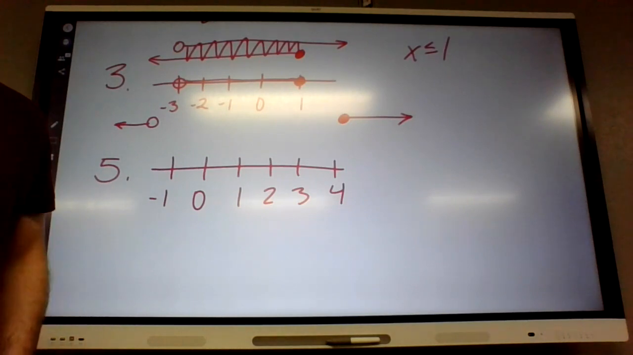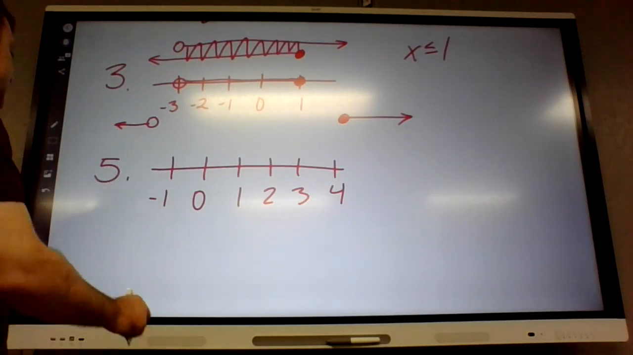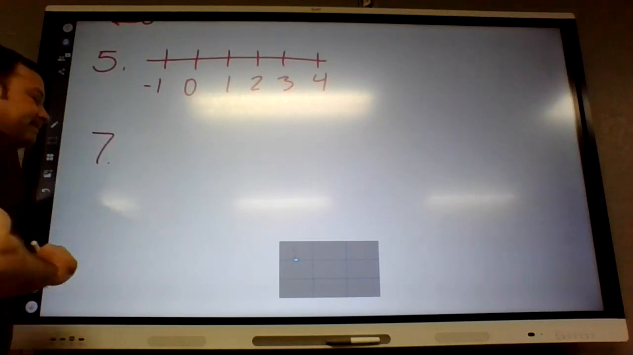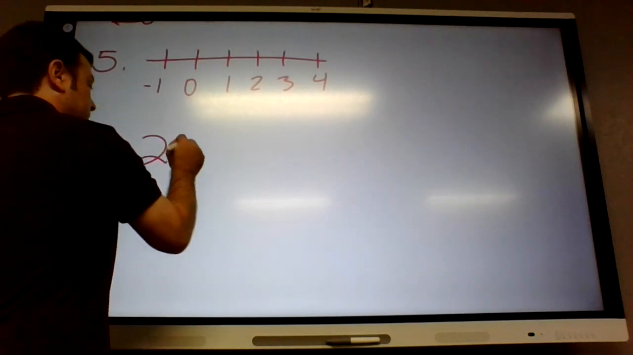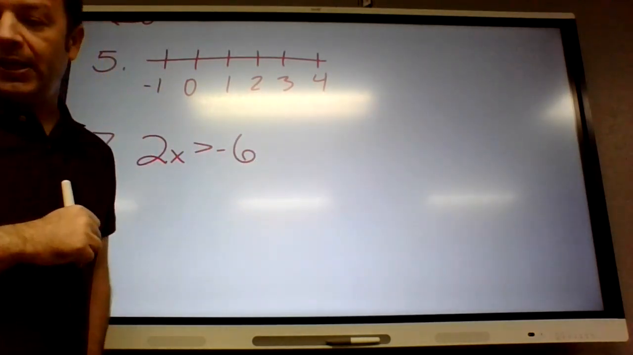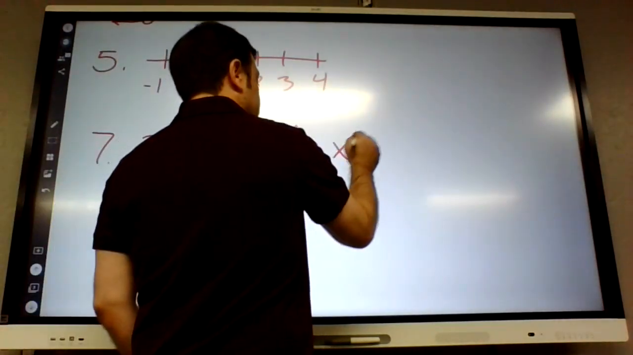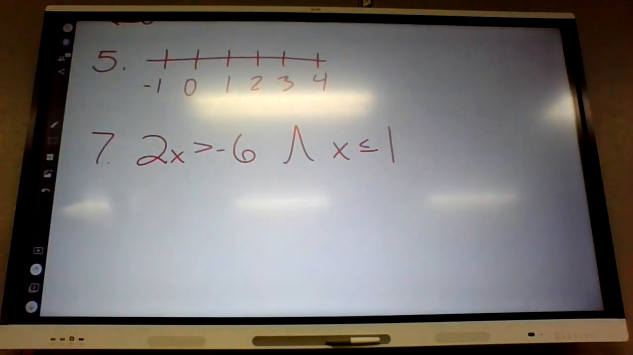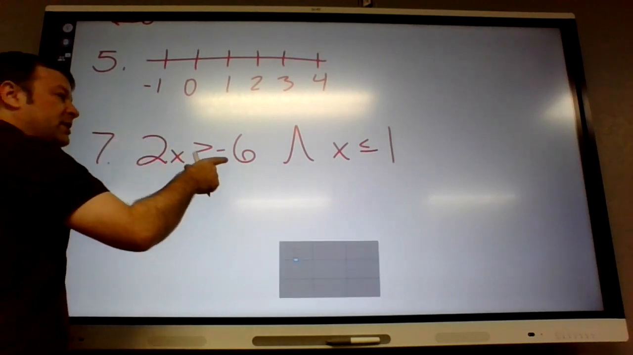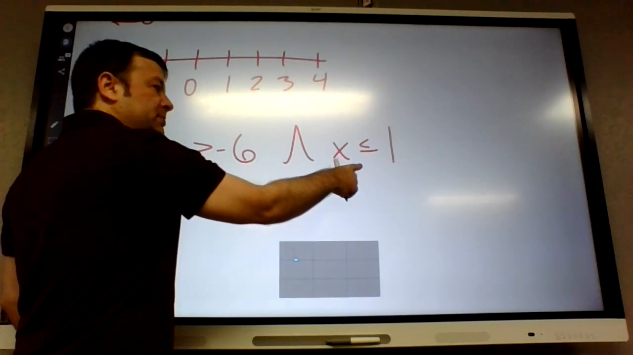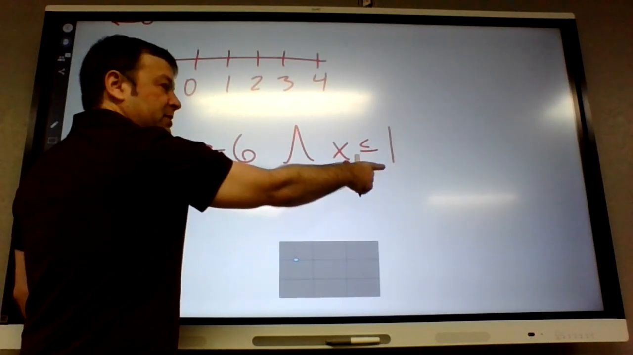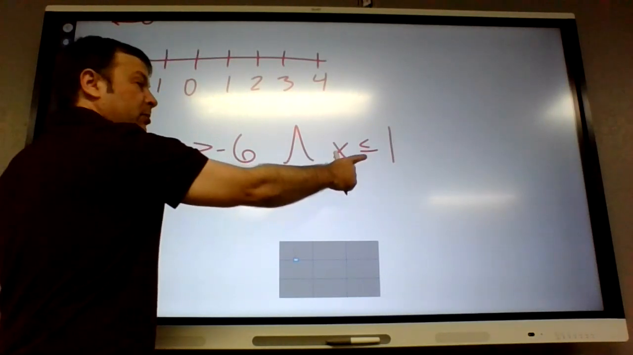Okay, number 7. We're not graphing these, but let's jump in here. 2x is greater than -6, and x is less than or equal to 1. All right. Well, there's 2 separate inequalities, right? We're combining 2 inequalities. The inequality on the right is already simplified. It's already as simple as it gets. X is less than or equal to 1.